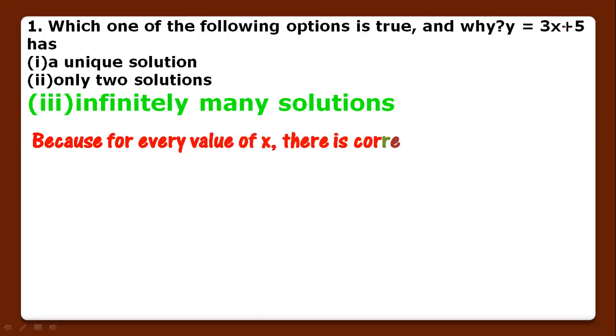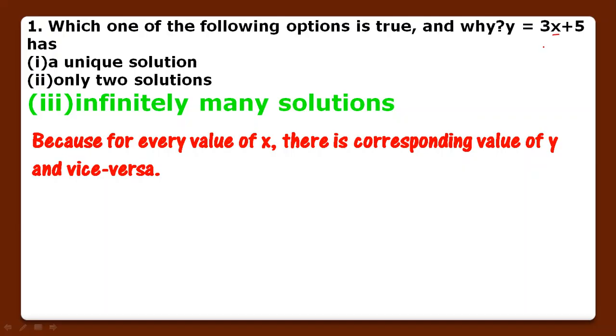The reason is that for every value of x, हम x की जो भी वैल्यू रखेंगे, there is a corresponding value of y. y की भी हमें एक कॉरेस्पॉन्डिंग वैल्यू मिलेगी. Similarly, vice versa, क्यों लिखा हुआ है यहाँ पे? For every value of y, की हर एक वैल्यू के लिए कॉरेस्पॉन्डिंग x की एक वैल्यू अवेलेबल है. That's why there are infinite solutions of this given equation.